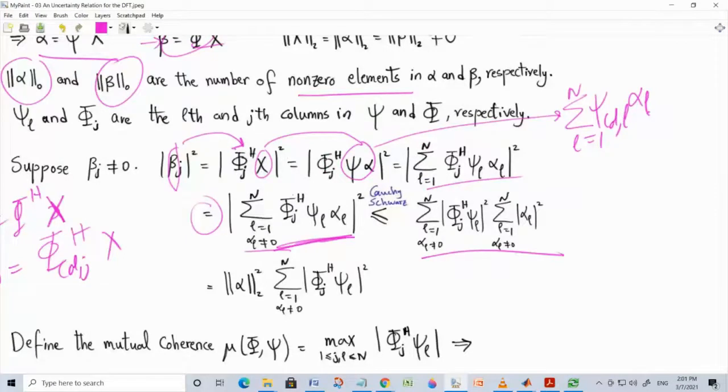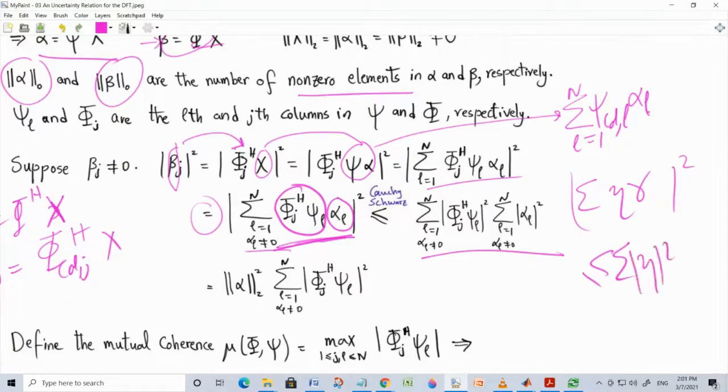So we'll apply the Cauchy-Schwarz to this term and that term. We know that the inner product of eta and gamma, squared, is less than or equal to the summation of magnitude eta squared multiplied by the summation of magnitude gamma squared. Now this summation with respect to L is the L2 norm squared of vector alpha. And then we have another sum that depends on phi and psi.